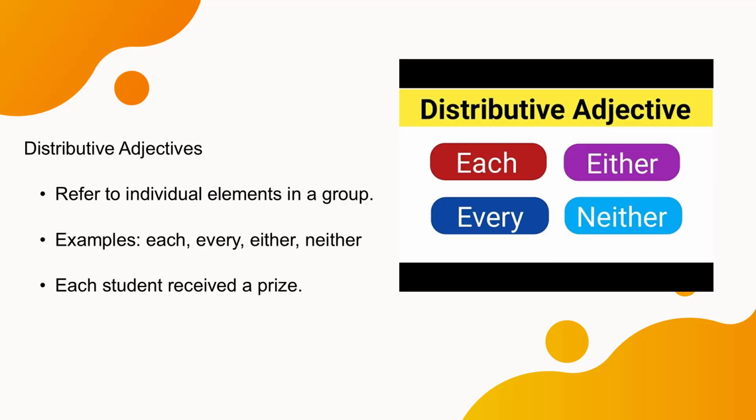Distributive adjectives. Let's explore distributive adjectives. These refer to individual items in a group, like each, every, either, neither. They focus attention on one item at a time. For instance, each student received a prize. They're often used in instructions or conditions.